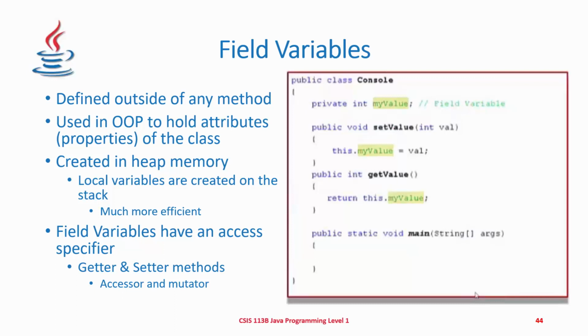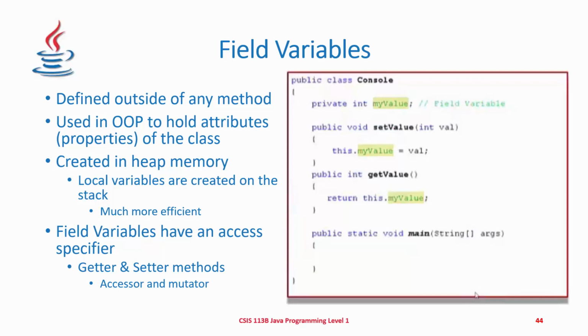So field variables now, these are not local variables. These are variables that are created outside of any method, so they're available to any of the members within a class. As we mentioned earlier, when we're doing object-oriented programming, they're created intentionally so that they can hold the attributes or properties of a class. Those are created in the heap memory. Local variables are created on the stack, so they're much more efficient. Field variables have an access specifier, what we call getters and setter methods, accessors and mutators.